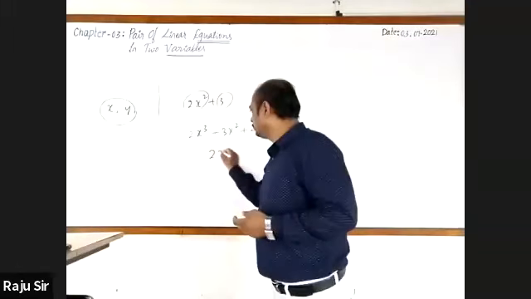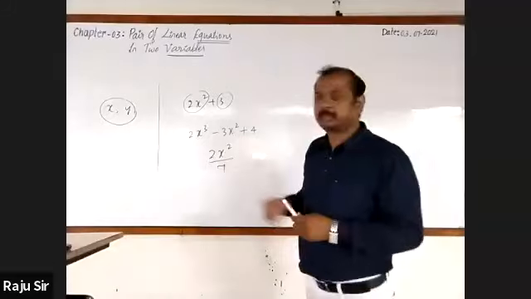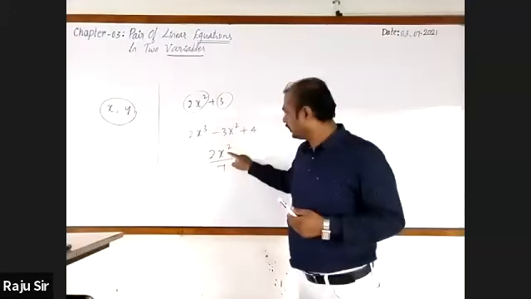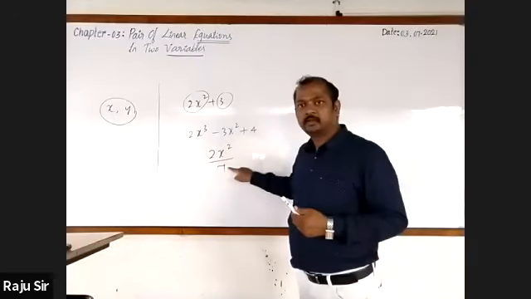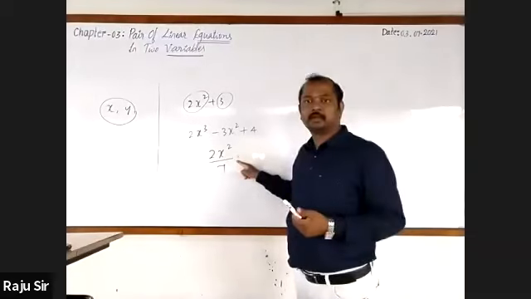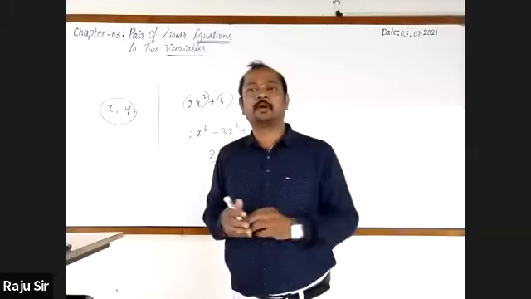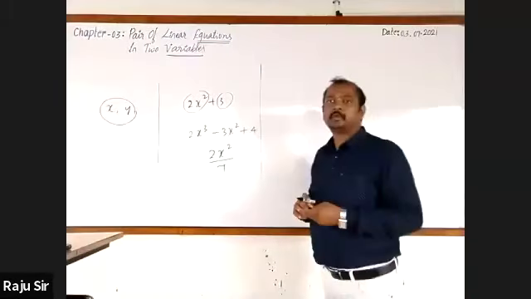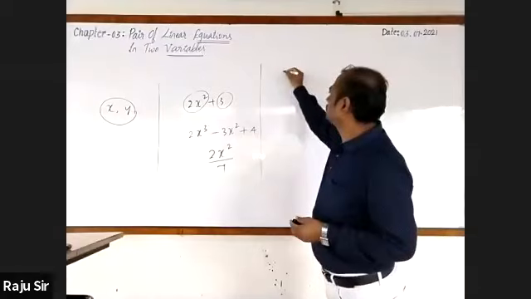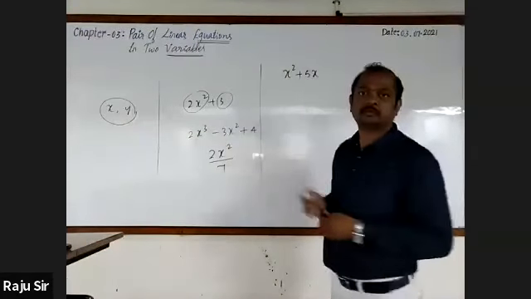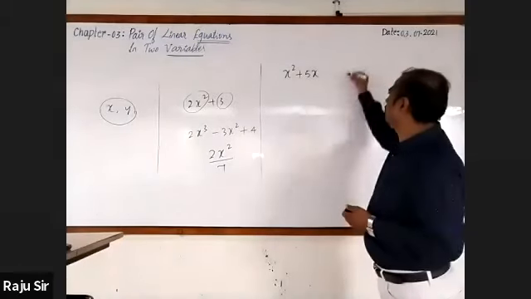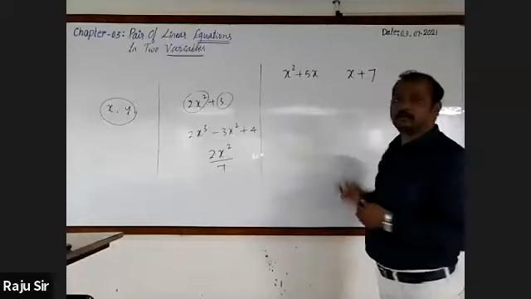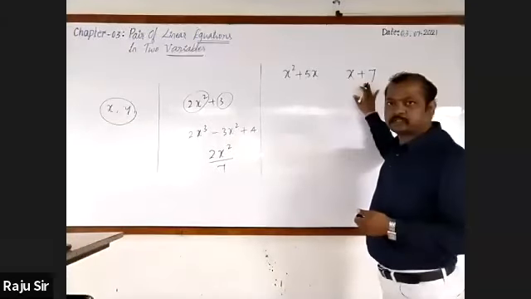Next, if I write 2x square by 7, observe here also we have 2 algebraic terms. One is 2x square and another one is 7. They are connected by using the symbol division like this. If two or more algebraic terms are connected by using the symbols of fundamental operations, then it is called an algebraic expression. Now, here I go for taking one more algebraic expression. It is x square plus 5x. Let me go for one more. It is x plus 7. These are the two algebraic expressions.